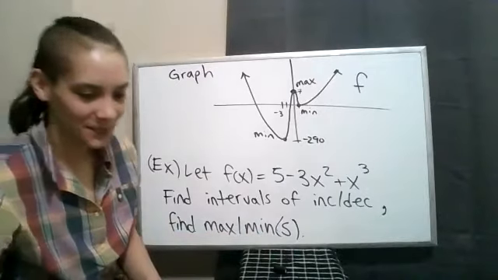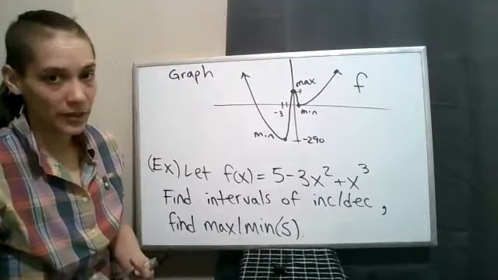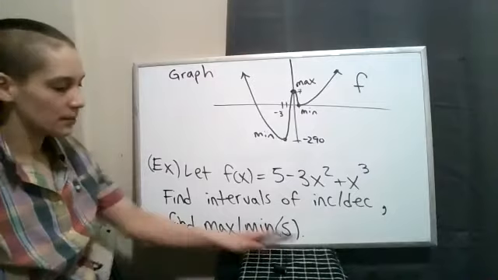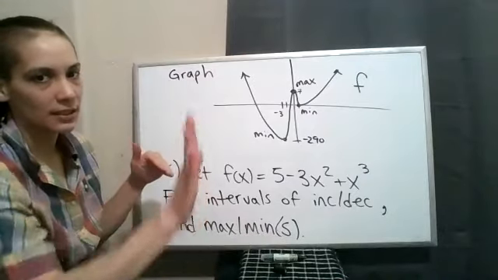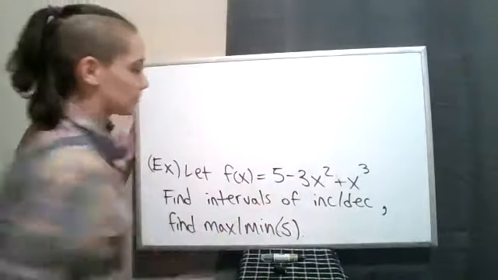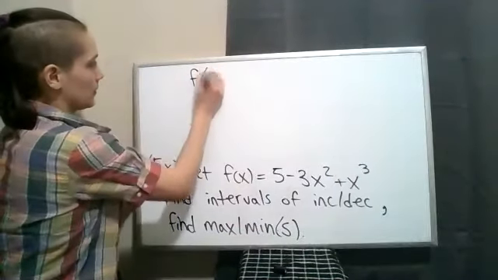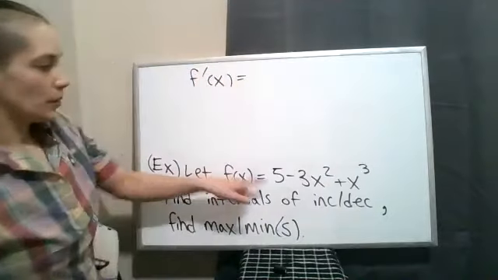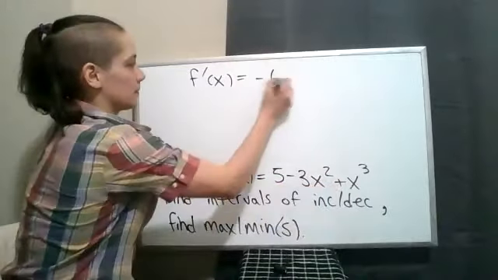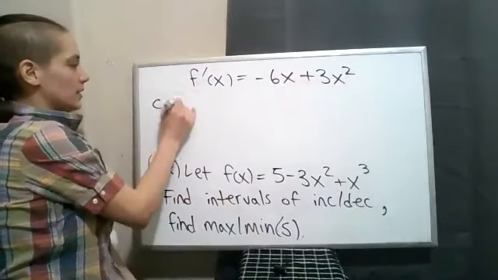Okay, so we find the derivative and then check for critical numbers, make a sign chart, and pick out any maxes or mins after looking at increasing and decreasing. So we'd have -6x plus 3x squared. And critical numbers.